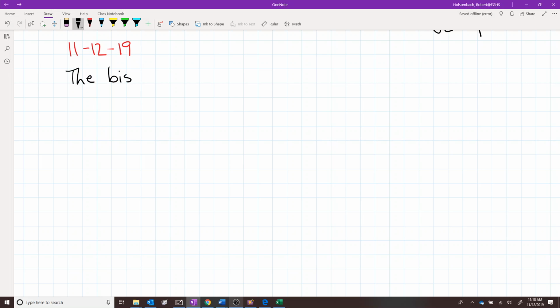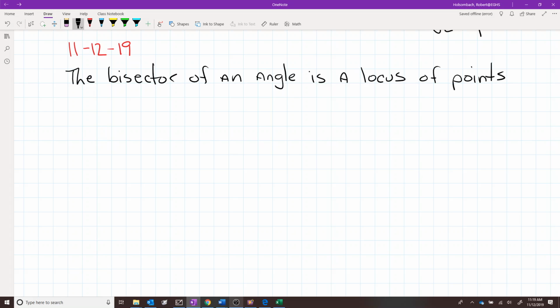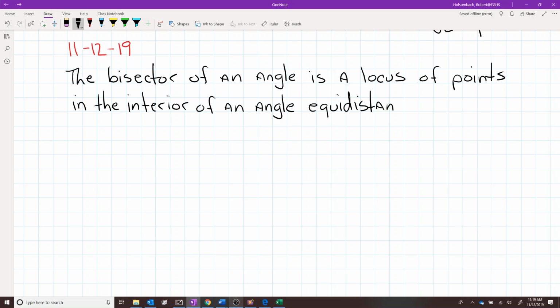The bisector of an angle is a locus of points in the interior of an angle equidistant from the sides of the angle.